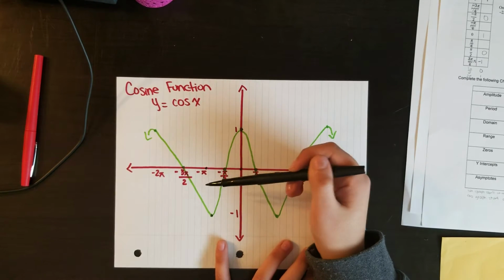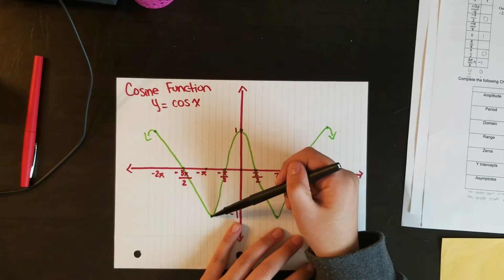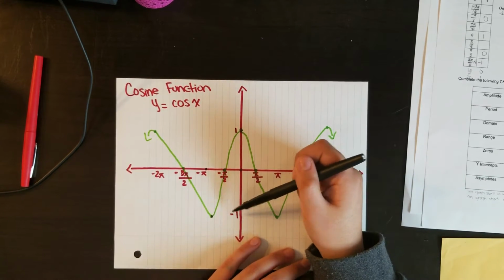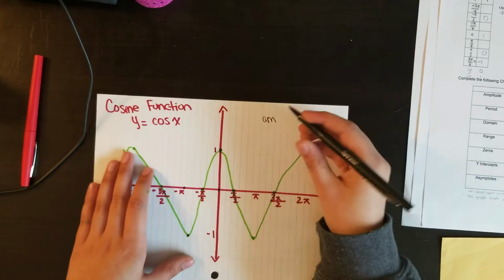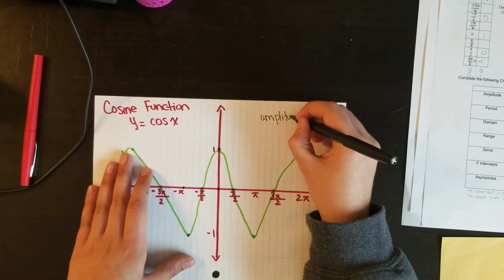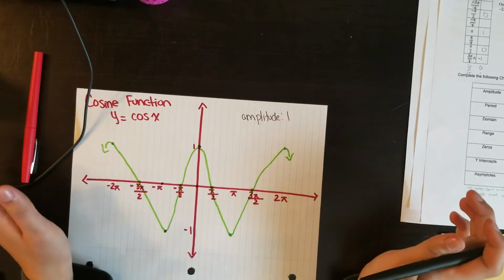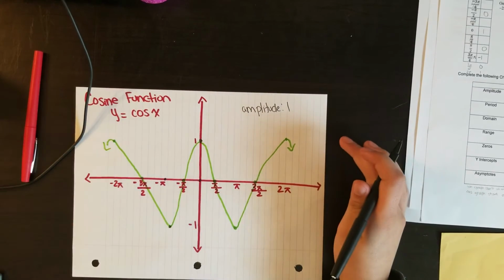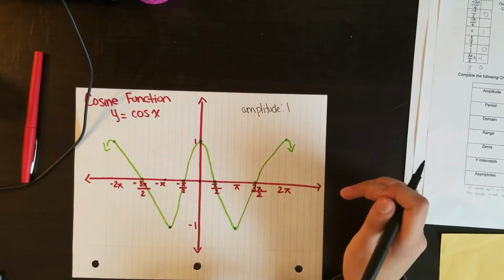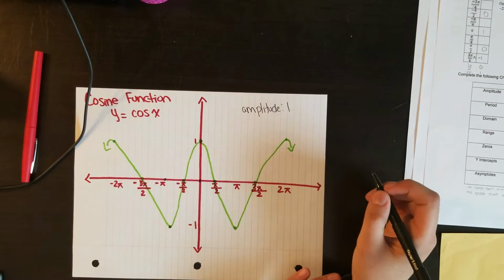To median to min, my vertical distance is just 1, because I was at 0, but now I'm at -1. But we don't look at the negative. We just say my amplitude is 1. So my amplitude is going to be 1. The next thing I'm going to look at is my period. So my period for this graph, if we can remember, is that period is your horizontal distance.